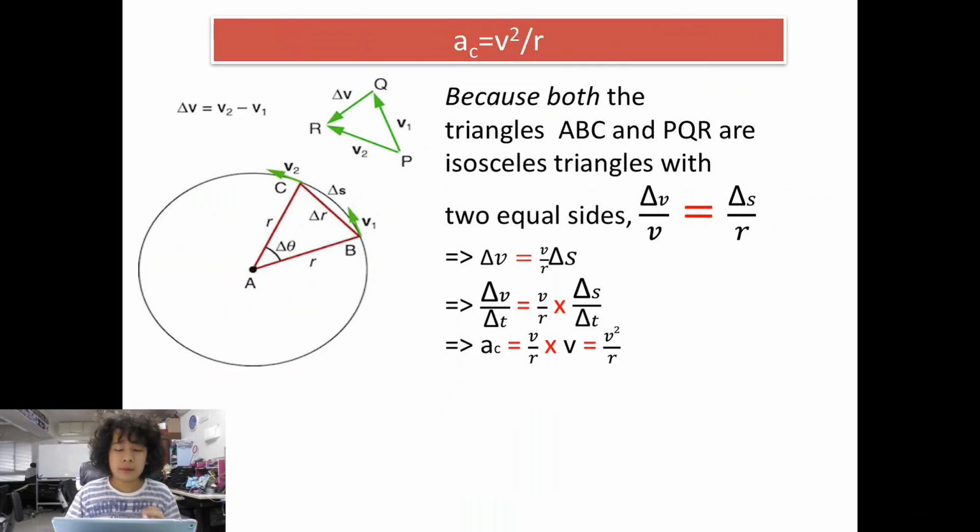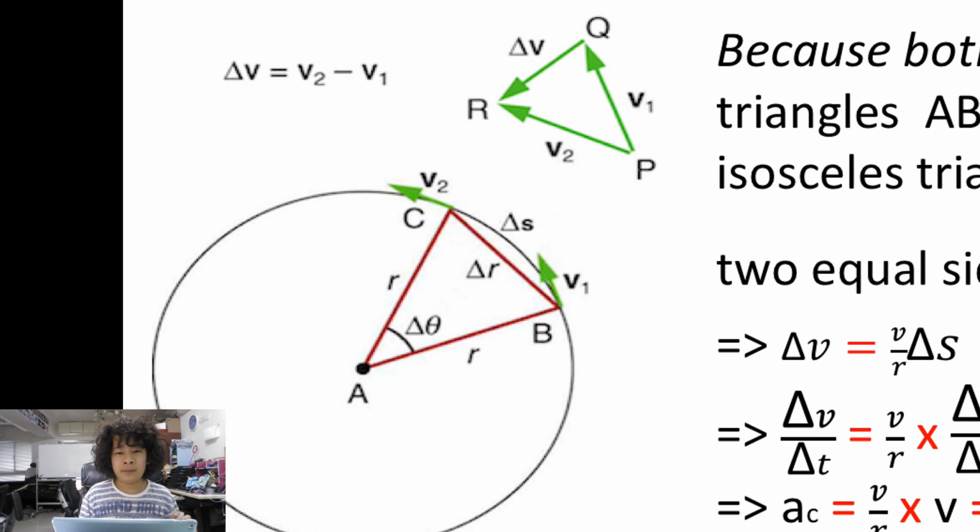Now there is a formula. A_c means the centripetal acceleration, and the acceleration equals the velocity squared divided by r. Okay? And why? Now I'm going to prove it. So now you can see this picture over here.